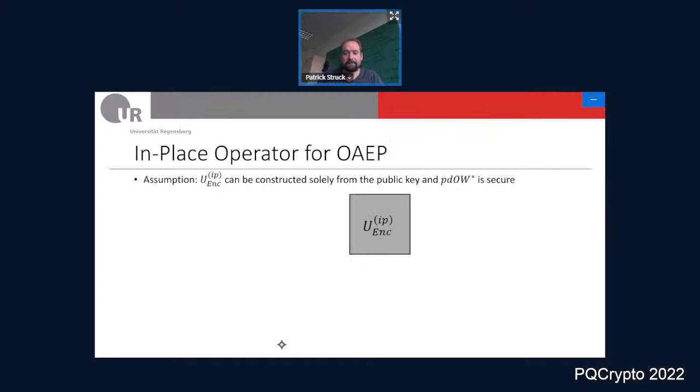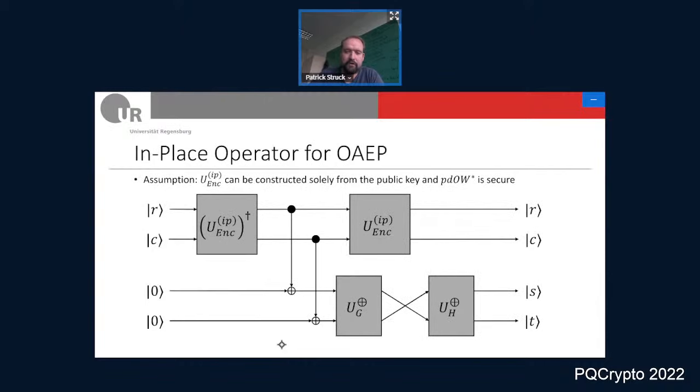And now based on this, we show that we cannot construct this in-place operator that we would need for our quantum security notion. For the sake of contradiction, we assume that you can realize this in-place operator solely knowing the public key, and that the underlying function achieves this slightly stronger notion of partial domain one-wayness. Then we can show if you can construct this operator, you can also construct the inverse operator. And then with a bit more construction, we get this following circuit here.